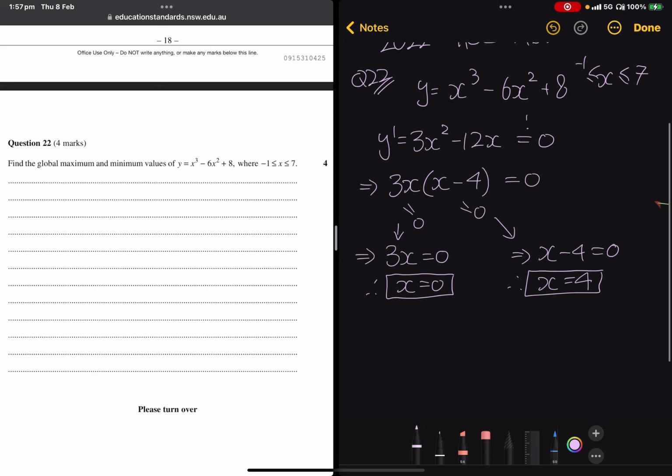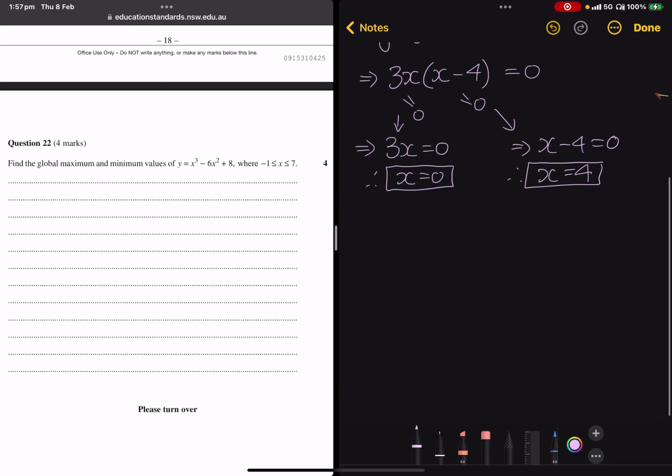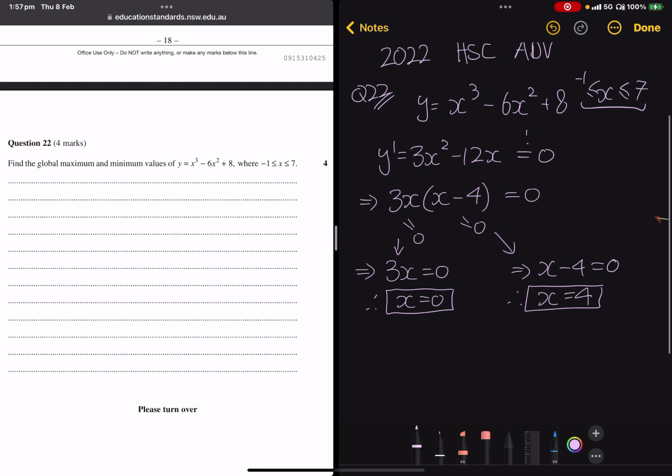So what we're going to do now that we have these two values is plot them. We're going to find the y coordinates of them as well, plot them, and start to draw this cubic. It will give us a sense of whether these are global maximums or minimums in the domain that we have. So let's find the y coordinates first. When x is 0, y is 8. We just get this from plugging these back into the cubic formula.